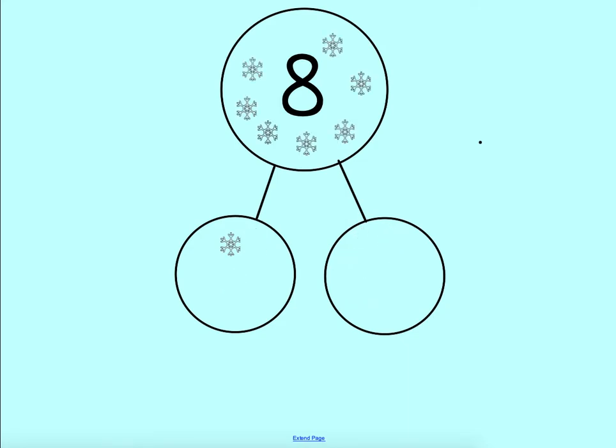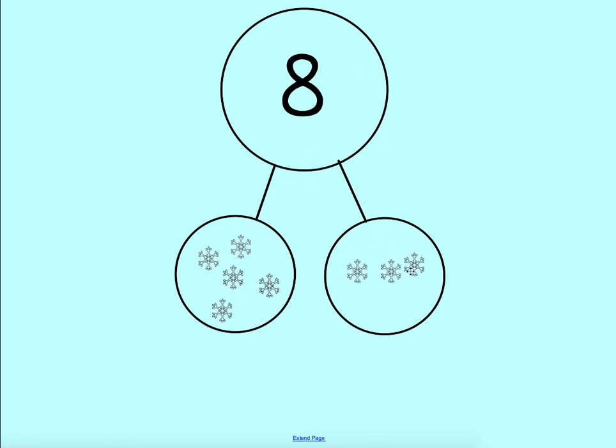Let's see if we can think of another way. What if I put 5 in this part? What do you think the other part's going to be? 3. So we can also break 8 into 5 and 3. Very good. Can you think of any other ways that we could pull apart 8?